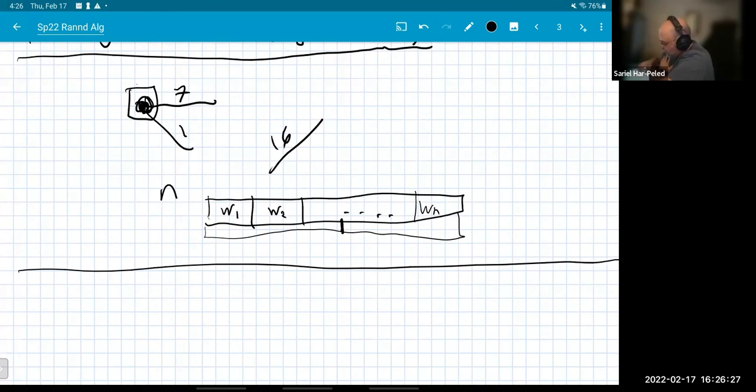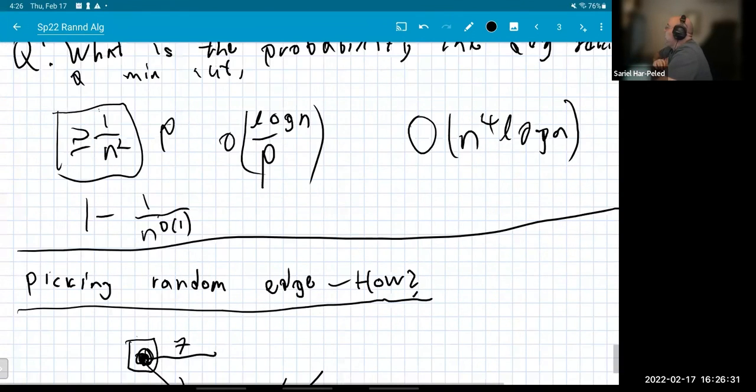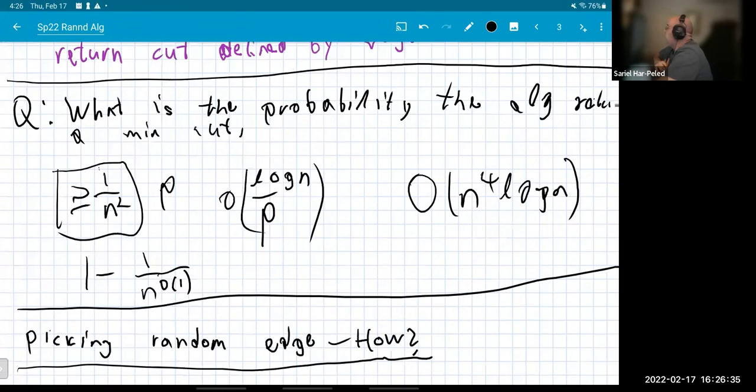Okay, back to our business. So our business is to bound the probability that picking a random edge and contracting it indeed succeeds. Indeed, we are able to do all the contractions without hitting the min cut.